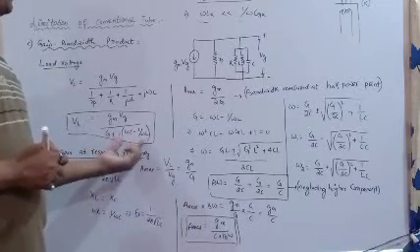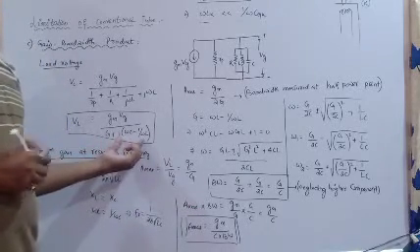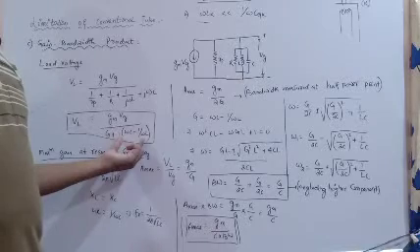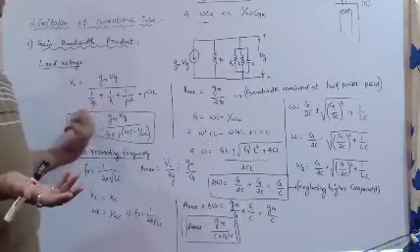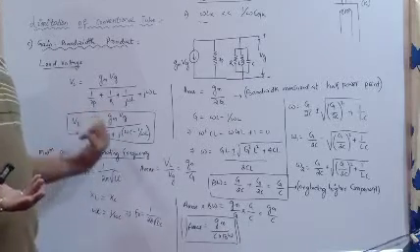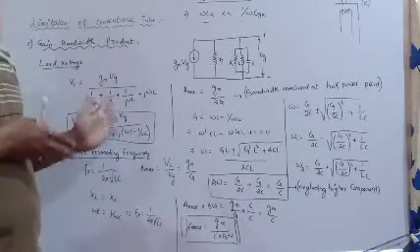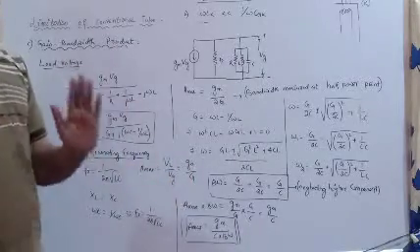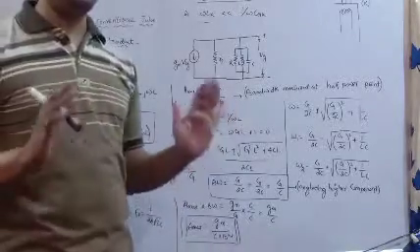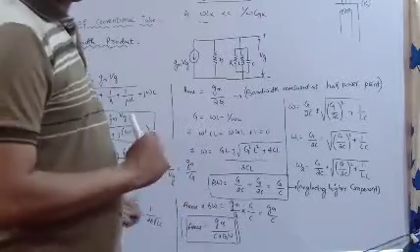Why? Because at resonating condition this whole component is going to be 0, because XL is equal to XC. So VL by Vg, where VL is the output and Vg is the input, is Gm by G. This is the maximum gain that can be obtained from a triode at the resonating frequency.